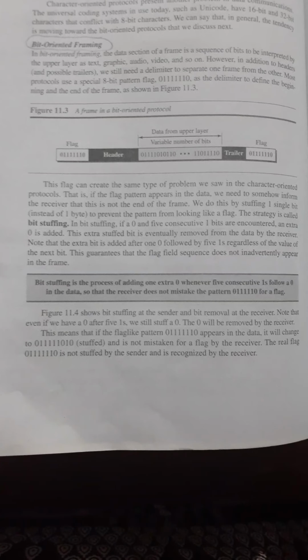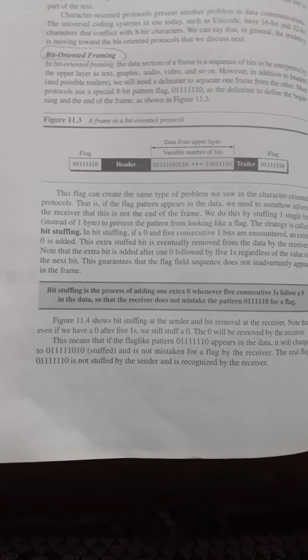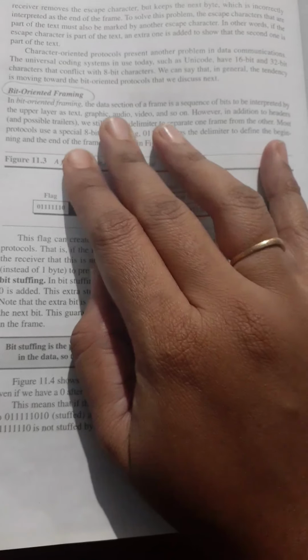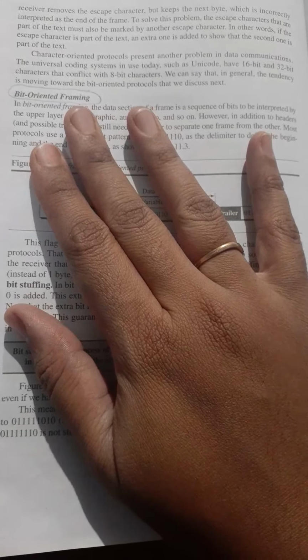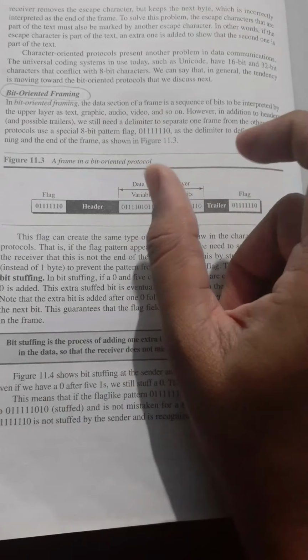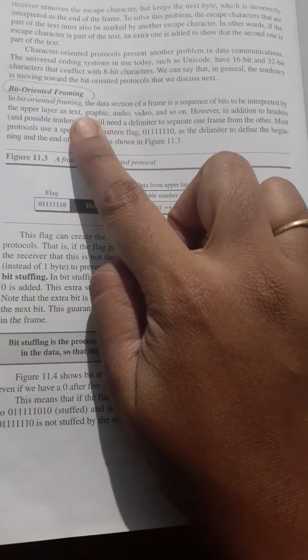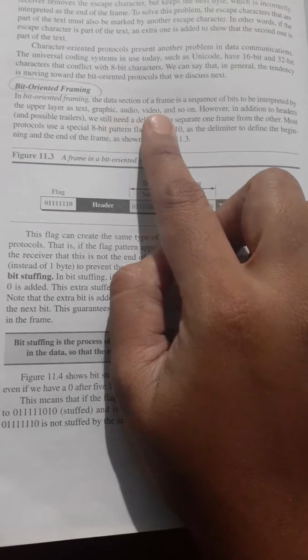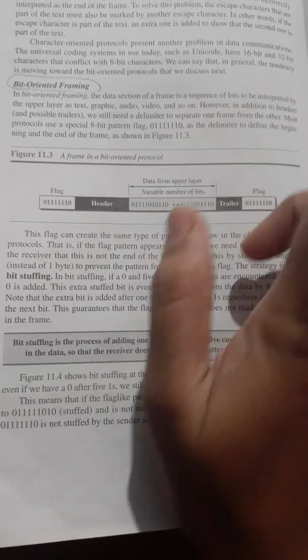See the second approach in case of a variable size framing, that is bit oriented framing. In the earlier case, we have seen what is character oriented framing. Here in bit oriented framing, whatever the data of a frame is, it is actually a sequence of bits, that is zeros and ones. That data can be text, graphics, audio, video, whatever. It is interpreted as a sequence of bits.